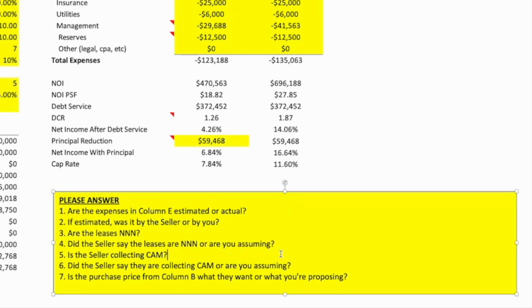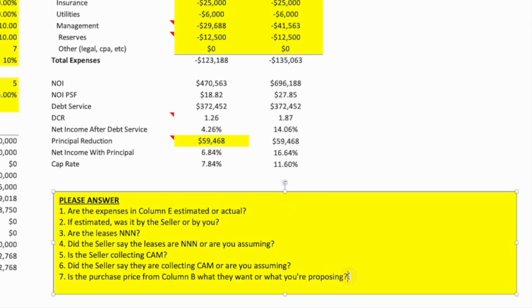Is the seller collecting CAM? That's a question that you have to double check and ask yourself: are they collecting? Because sometimes, going into this, did the seller say they're collecting CAM, or are you assuming? Sometimes sellers will say, oh, I'm allowed to collect CAM, but I feel bad for the tenants. I like them. I know his parents, blah, blah, blah. I'm not collecting CAM, but the lease allows me to. You need to know that. Or sometimes you go, oh, no, there's no CAM. The leases are all gross. There's nothing in the lease that's going to allow me to collect CAM. You need to know that so that you can look at your cash flow appropriately.